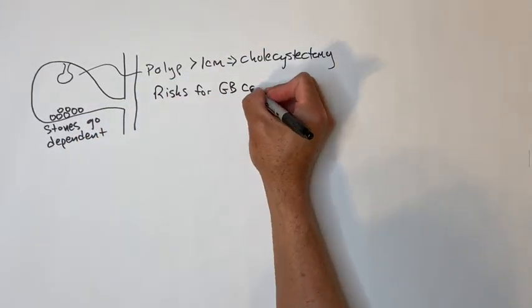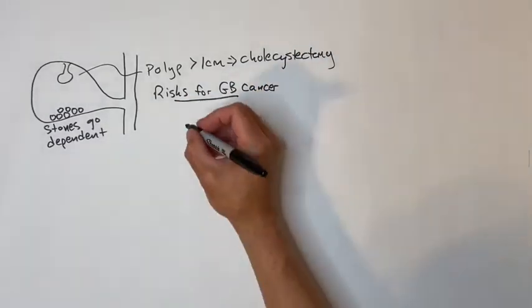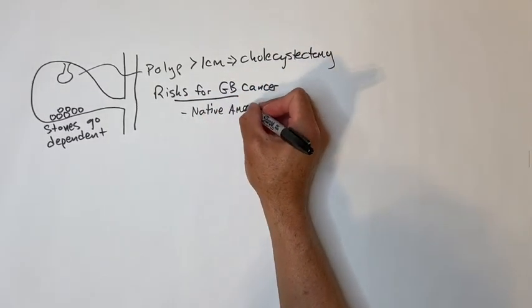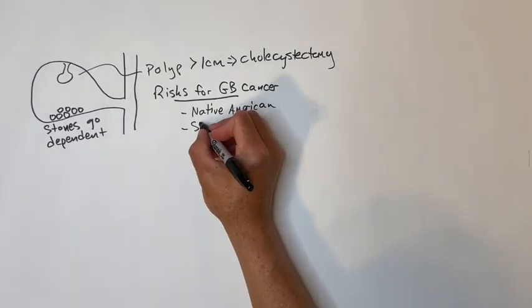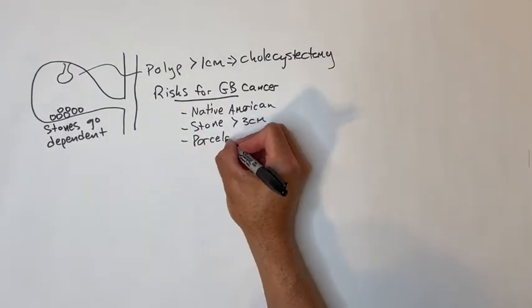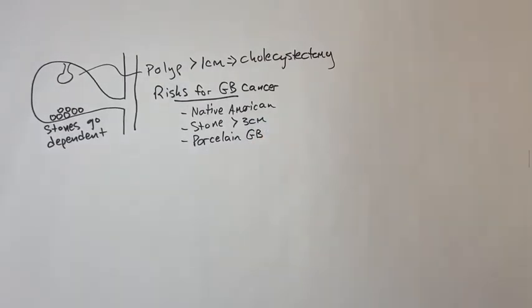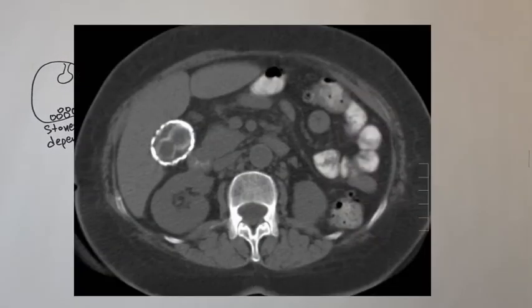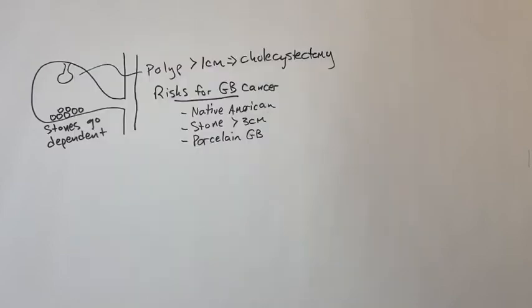Gallbladder cancer is the most common type of biliary cancer. Risk factors for gallbladder cancer include certain ethnicities such as Native American and having a history of large gallstones, typically over 3 centimeters in size, which is a big risk factor. Porcelain or a calcified gallbladder wall is also considered a risk factor and is an indication for cholecystectomy itself.